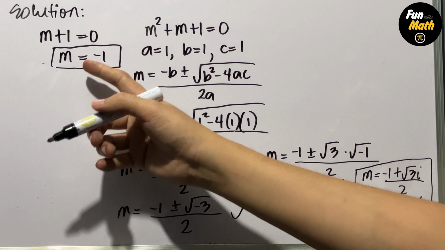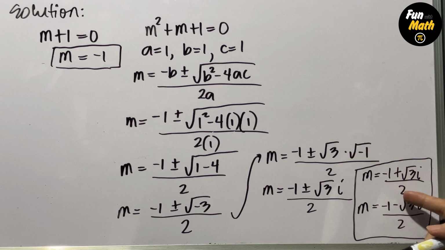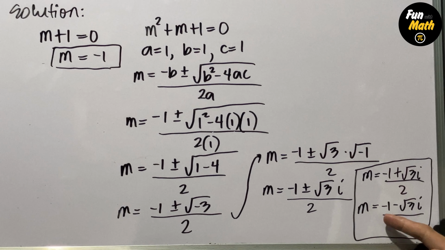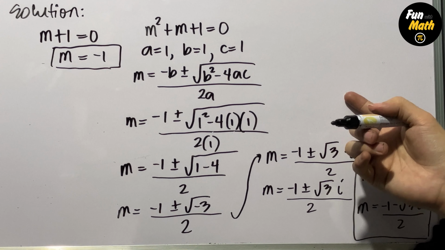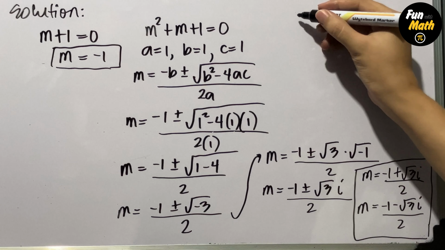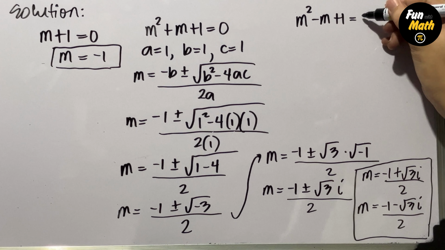Again, m is equal to negative 1. And then m is equal to negative 1 plus square root of 3i all over 2. Another is m is equal to negative 1 minus square root of 3i all over 2. Now we still have 2 remaining. So what we need to do, let's solve for the third equation. And that is m squared minus m plus 1 equals 0.